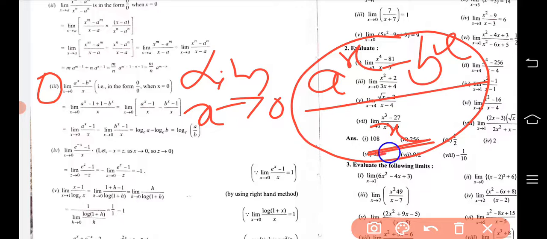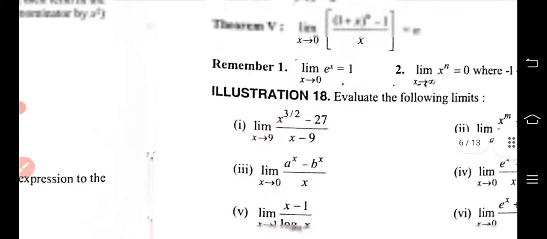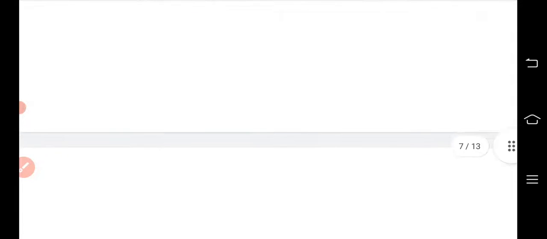Remember here x is given, and a to the power x is a constant to the power of a variable, and here also a constant to the power of a variable is given. So in this way we are going to deal with the second theorem. Here the second theorem's formula would be applied. So what is the formula of the second theorem?